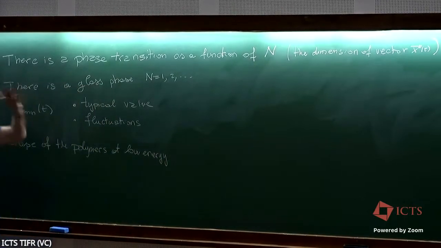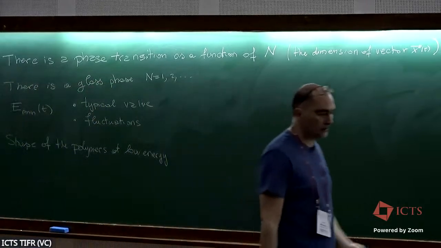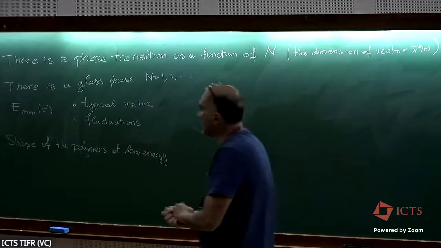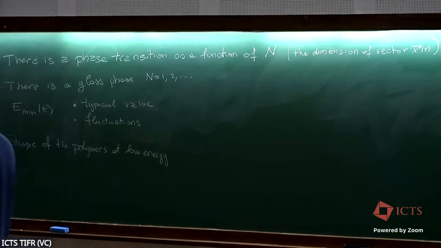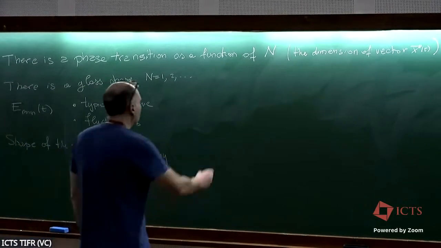Okay, so let's say that you look, for example, at the ground state. What is the shape? Is it a random object, or does it have a shape which is particularly interesting or not? So, let me ask you the following question. For example, let's say that we are at infinite temperature.